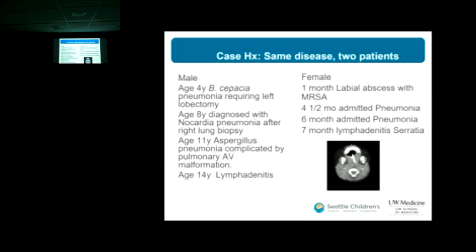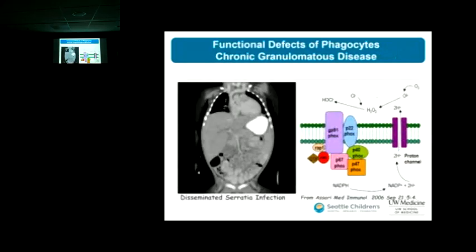And this is a girl who presents with an MRSA labial abscess, then gets admitted with pneumonia, and then develops lymphadenitis, which I'll show you here, and this is Serratia. So this is classic, both patients have classic chronic granulomatous disease in terms of pathogen.